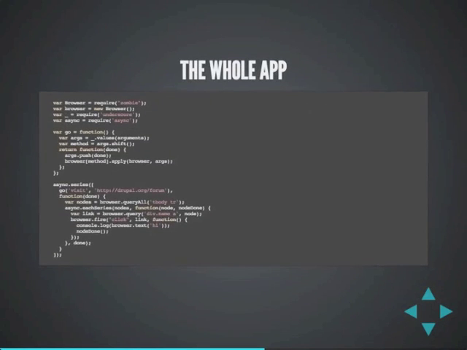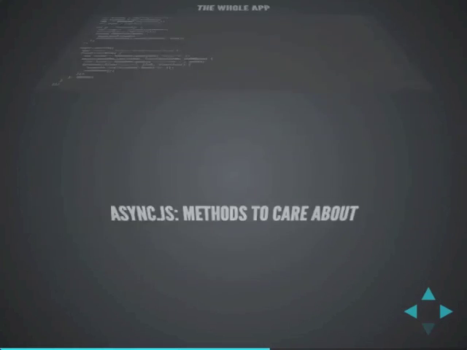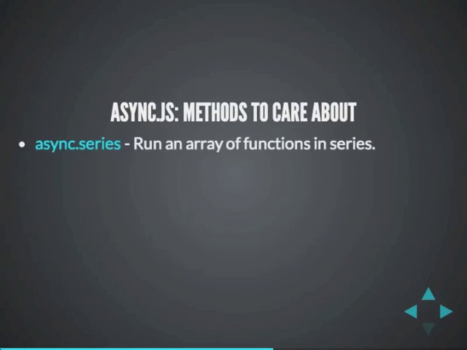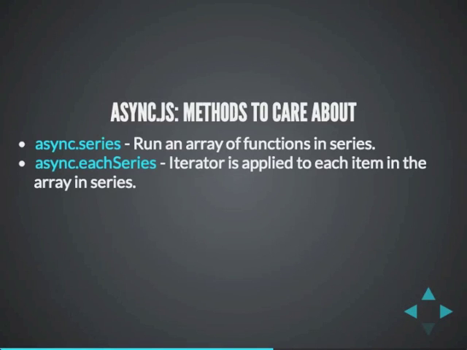So here's what the whole app looks like, for anybody who wants to copy and paste and just run it. So let's just talk a little bit about the methods that you want to care about with the async library. The first one you saw, it's called async series. Basically run an array of functions in series. Pretty cut and dry. Now there's a ton of methods in async, but these are the ones that I find myself using the most. Async each series, the one that you just saw about iterating over each item in the table. Pretty cut and dry.